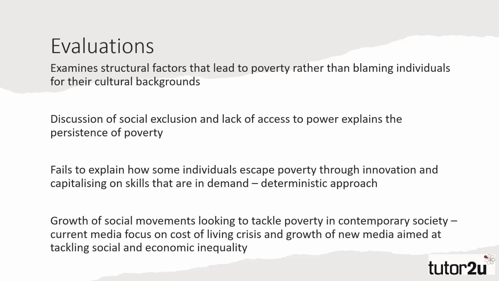Marxist explanations offer structural explanations for the existence and persistence of poverty in the 21st century, and their explanations move away from shifting blame onto individuals. Furthermore, the discussion of social exclusion and how this maintains the level of poverty in society offers a logical explanation for the persistence of poverty. Those in power do not understand the impacts of poverty, and those in poverty are unable to change the structure of society. However, there are limitations to Marxist explanations of poverty.